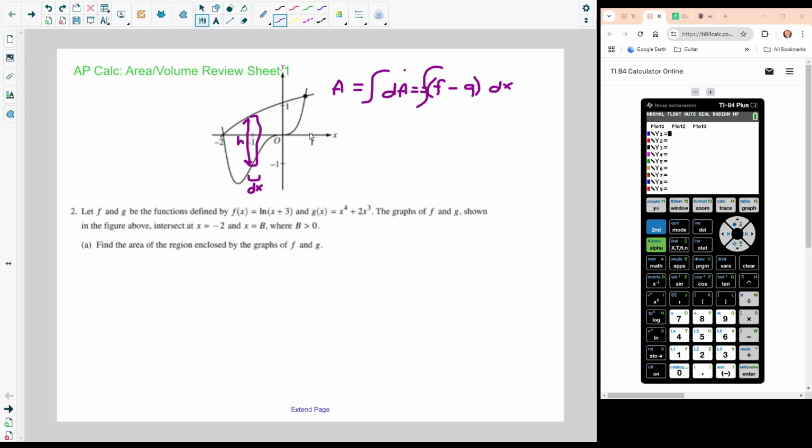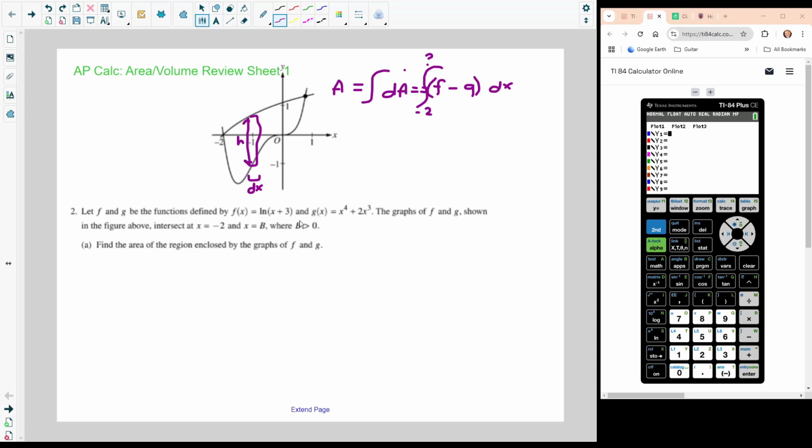Well, it's from -2 to this intersection point here, which we'll have to find, right? I think that's -2. We'll check that too, right? So it's -2 to some intersection point, which we'll have to find. Okay. All right. So that's the theory, right? So let's go to our calculators.